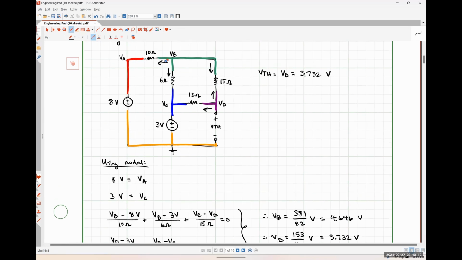So let's throw nodal at this thing. Excuse me, mesh at this thing, because we've already done nodal. All right. So just reanalyzing the circuit just to verify our results and also to show you guys extra practice.